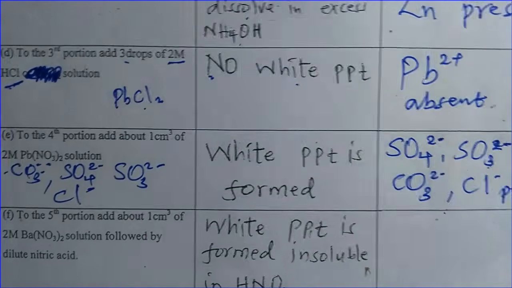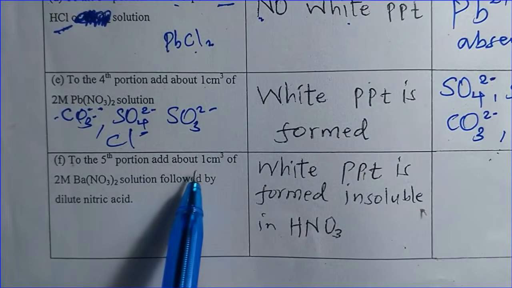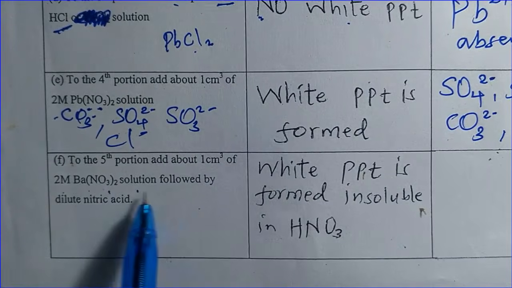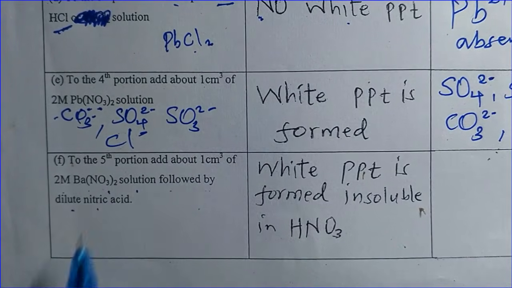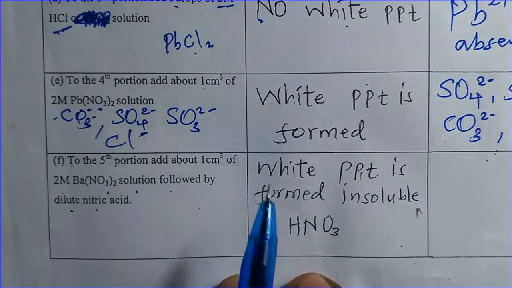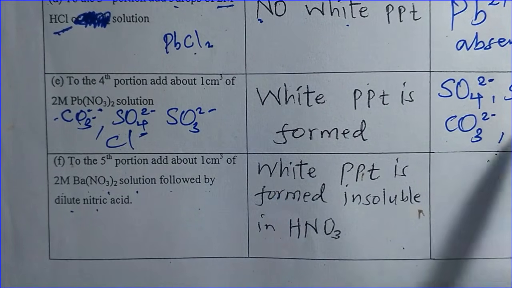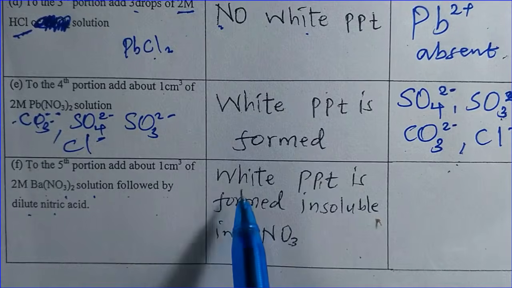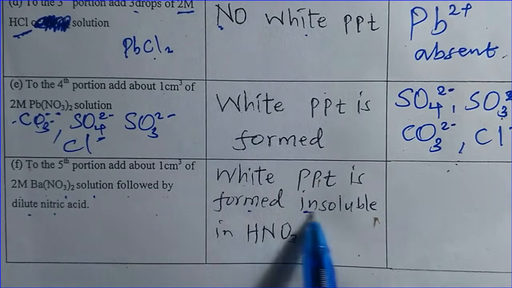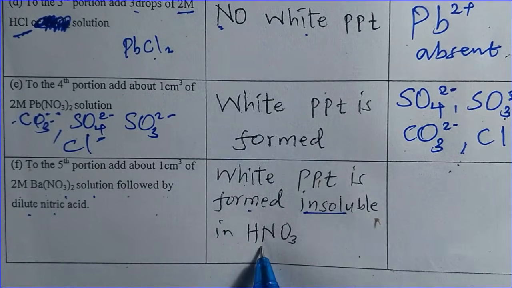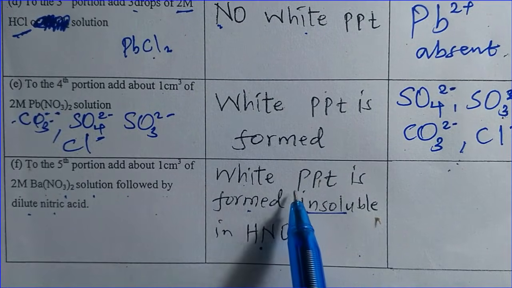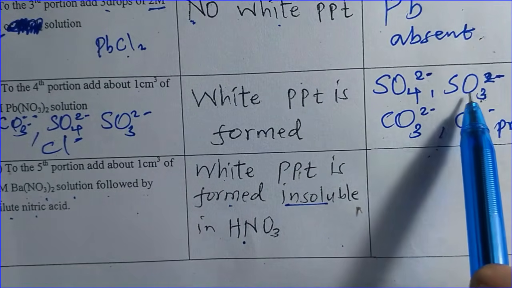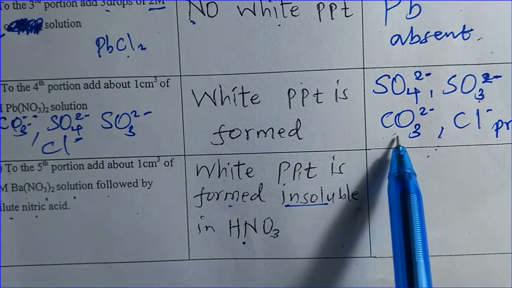To the fifth portion, add 1 centimeter cube of 2 molar barium nitrate followed by dilute nitric acid. Now this one is supposed to help us to distinguish, to eliminate some of the anions present. A white precipitate is formed which is insoluble in the acid. If a white precipitate is formed and, when you add nitric acid, it dissolves to form a colorless solution, it means the sulfite and the carbonate are present.